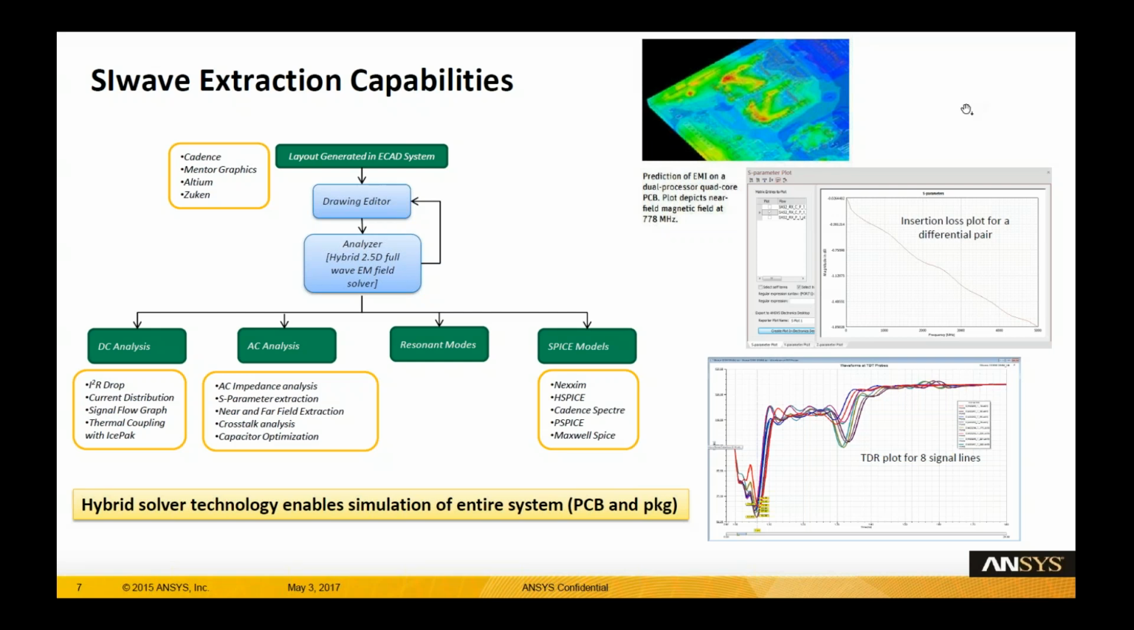Something to emphasize is that hybrid solver technology enables simulation of the entire system, either on the PCB or the package. From the pictures on this page, we can tell the very top picture depicts a near field magnetic field at 778 megahertz. It's a prediction of the EMI on a dual processor quad core PCB. The middle picture is an insertion loss plot for a differential pair. At the bottom is a TDR plot for 8 different signal lines.